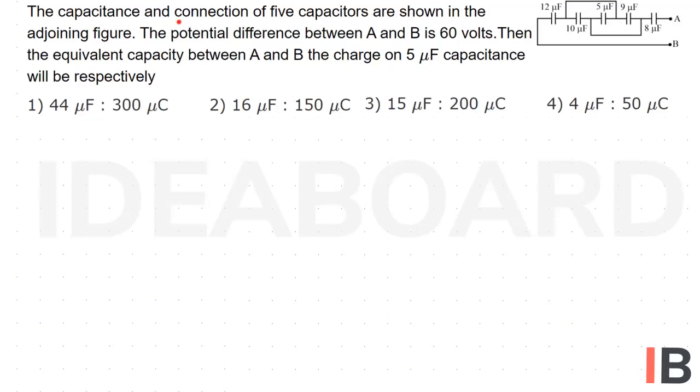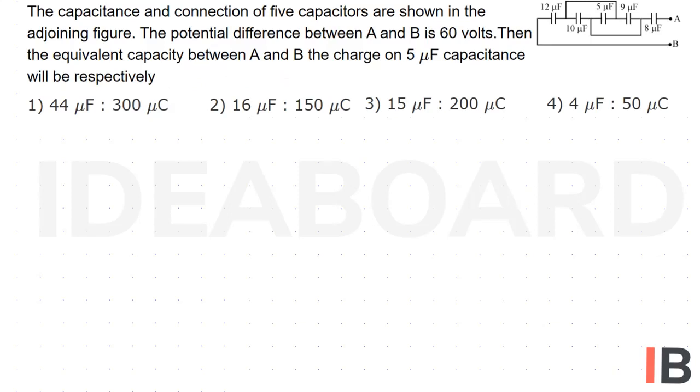The capacitances and connection of 5 capacitors are shown in the adjoining figure. The potential difference between A and B is 60 volt. Then the equivalent capacity between A and B, and the charge on the 5 microfarad capacitance, will be respectively dash.